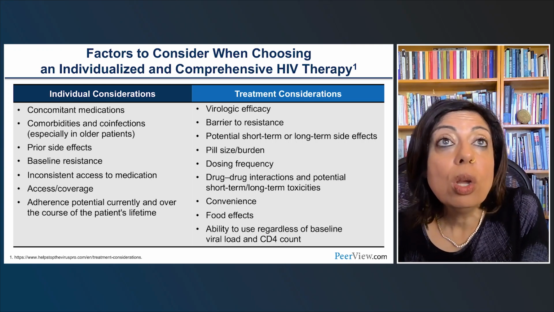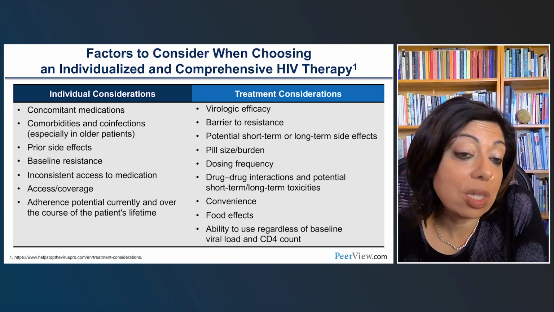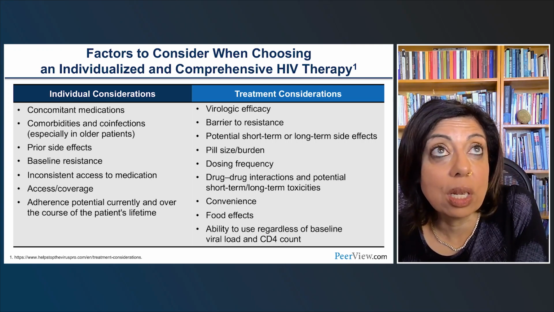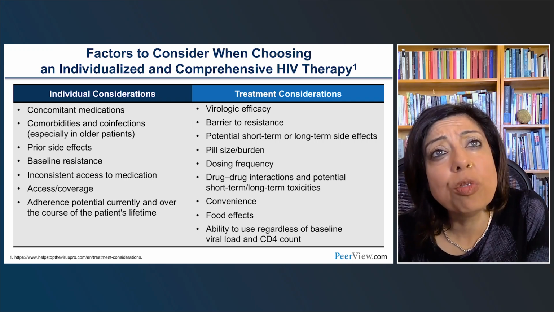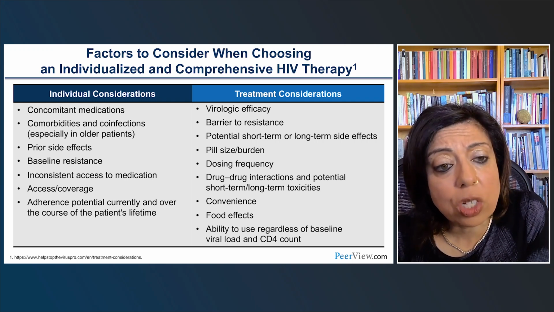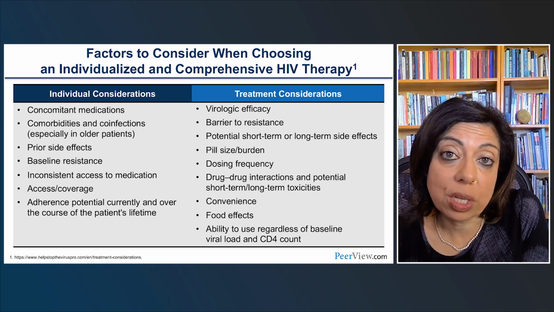but for those who are okay taking oral ART, think about baseline resistance. Definitely get genotypic resistance testing on diagnosis. Think about what their barriers are in terms of food interactions, other drug-drug interactions, getting access, and think about the barriers to resistance of that regimen.